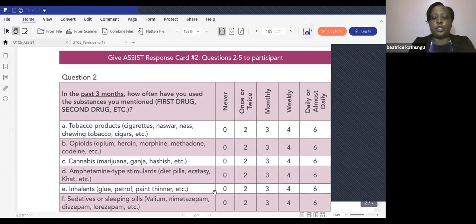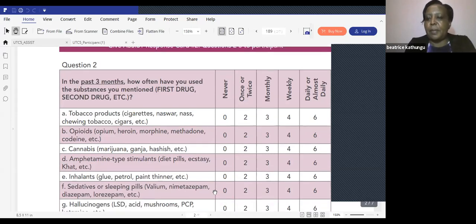So now we proceed to question number 2. So remember, in question number 2 now, we are going to be asking about the substances that we have been told by George, because he has told us the ones he has used. So he's already told us he's used tobacco, opioids, cannabis, sedatives, and alcoholic beverages. So we're going to be asking about 5 substances. So the first one is tobacco.